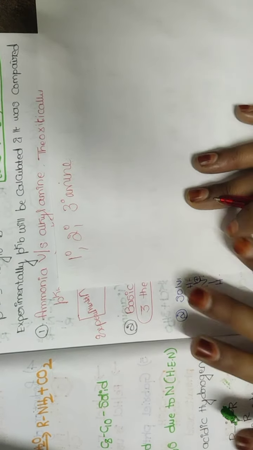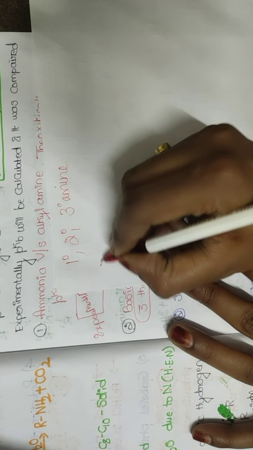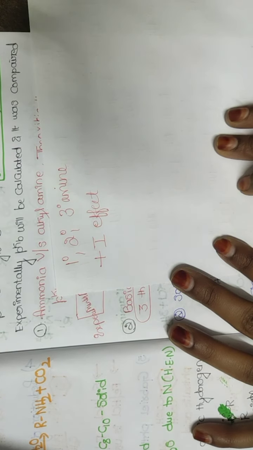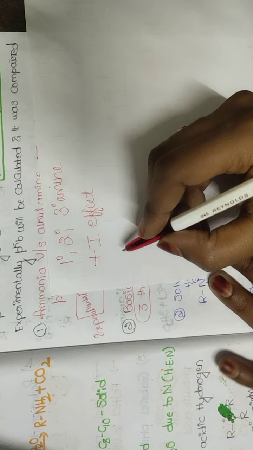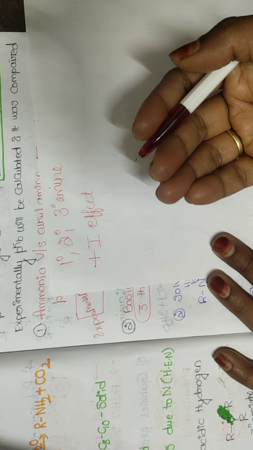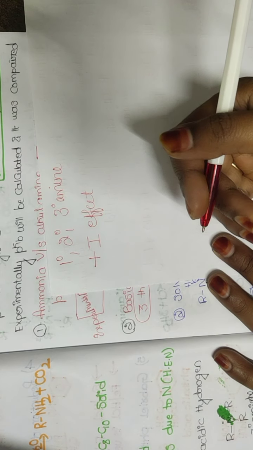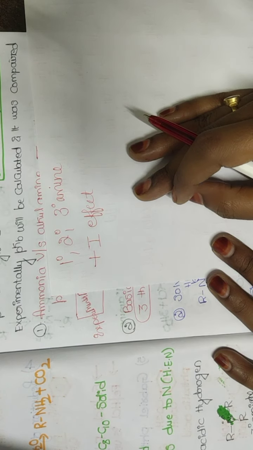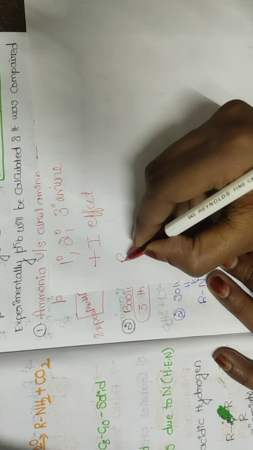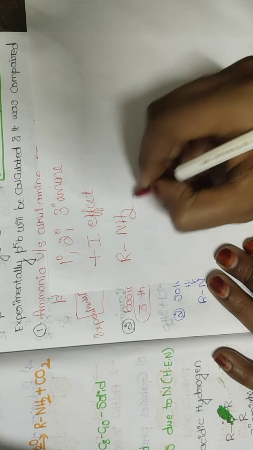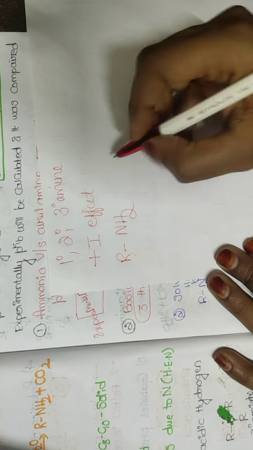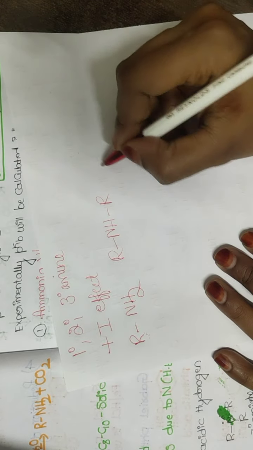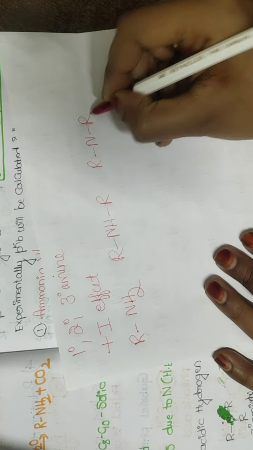So the first theory is positive inductive effect. Okay. So I hope you know that higher the stabilization, higher will be the basic character. More the positive inductive effect, more will be the basic character. So now let us take primary amine. What is primary amine? I have only one R group. What is secondary amine? I have 2 R groups. What is tertiary amine? I have 3 R groups.